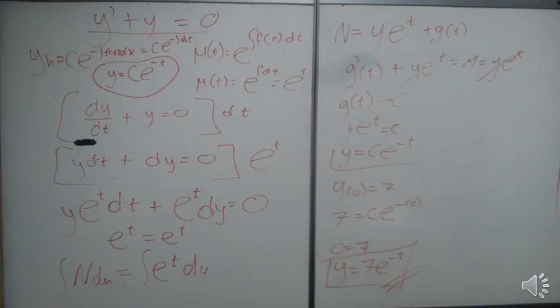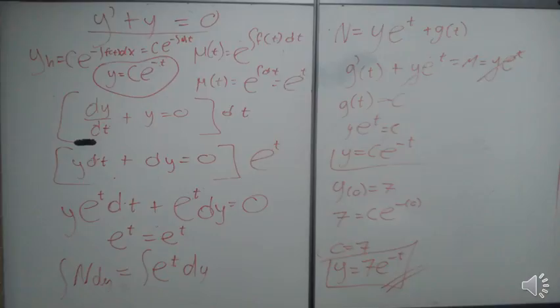Hi, good afternoon. Here we have our differential equation y prime plus y equals 0. If we apply the solution for a homogeneous differential equation, we have y equals c times e to the power of minus the integral of f of x dx. If we do that, that gives us an answer of y equals c times e to the power of minus t.